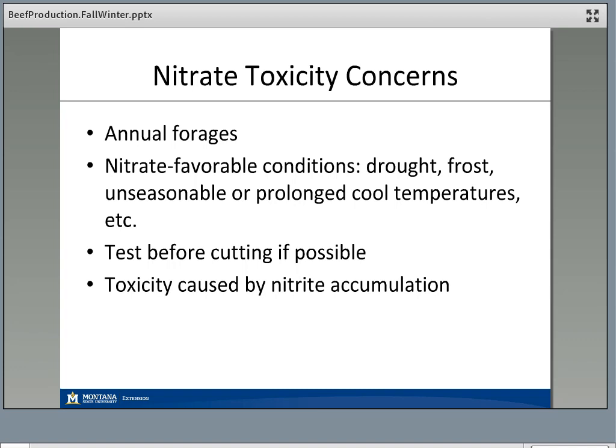In the cow, in the rumen, the same thing happens. Nitrate is converted to nitrite, which is then converted to ammonia, and the rumen microbes use that nitrogen to make protein.